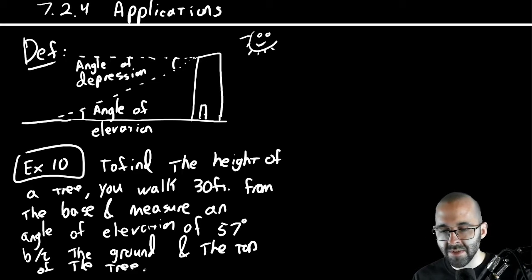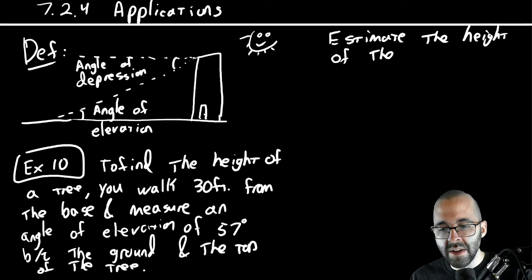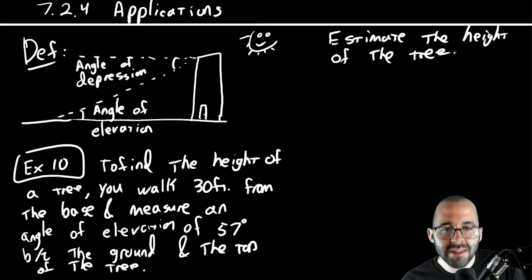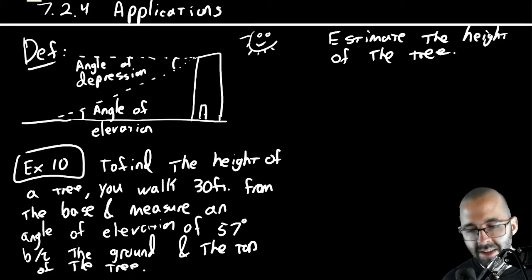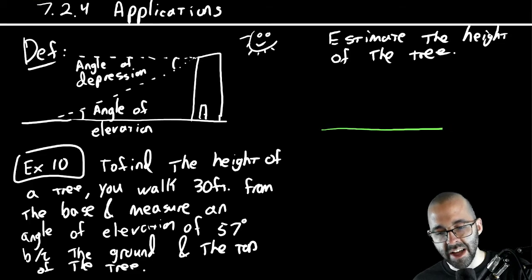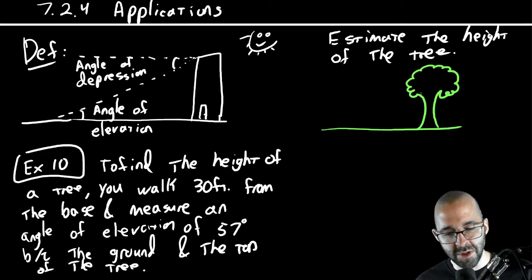So this is what you're doing. And the question is, estimate the height of the tree. So whenever you have a bunch of words, an application problem, one of the best things that you can do is to start by drawing a little picture. All right. So let's say there's flat ground. There's a tree. Beautiful little tree. And then you walk 30 feet away from the tree.